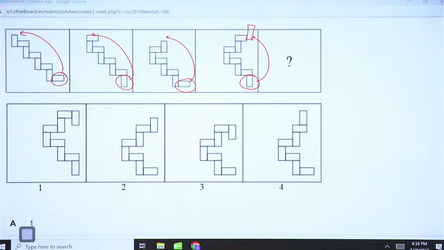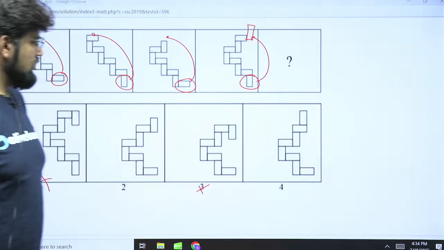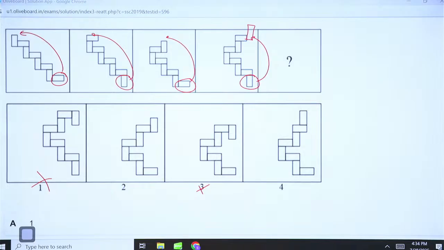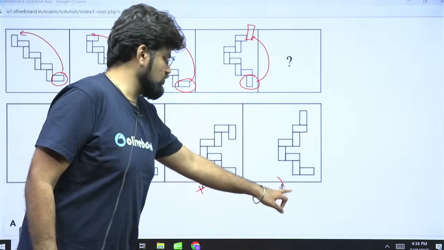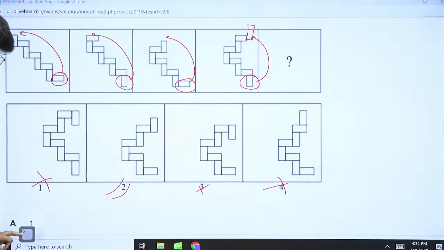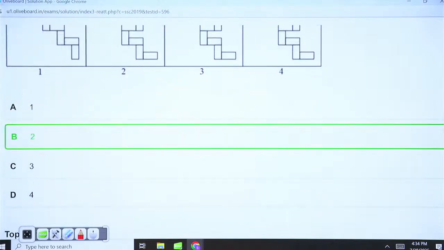Now, what is the difference between 2 and 4? 1 and 3 are surely eliminated. Difference between 2 and 4 is the placement, right? So, it will be placed next to it, not above it, correct? So, 4 will also be rejected. 2 should be the correct answer. Nice question. Cool.